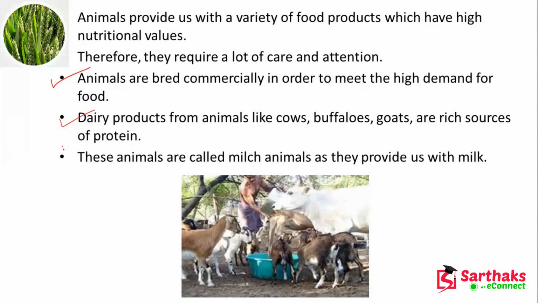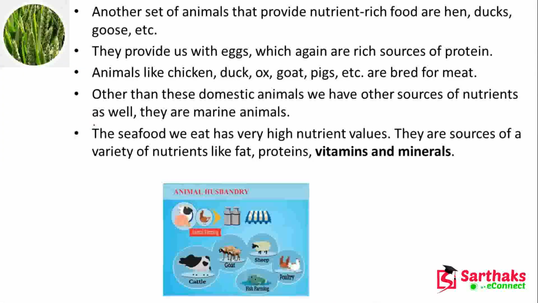These animals are called milk animals as they provide us the milk. And another set of animals you have, like hen, duck, goose, which are rich in protein. So duck, ox, goat, pigs are bred for meat. And other than these domestic animals, we have other sources of nutrients. They are marine animals. Seafood.